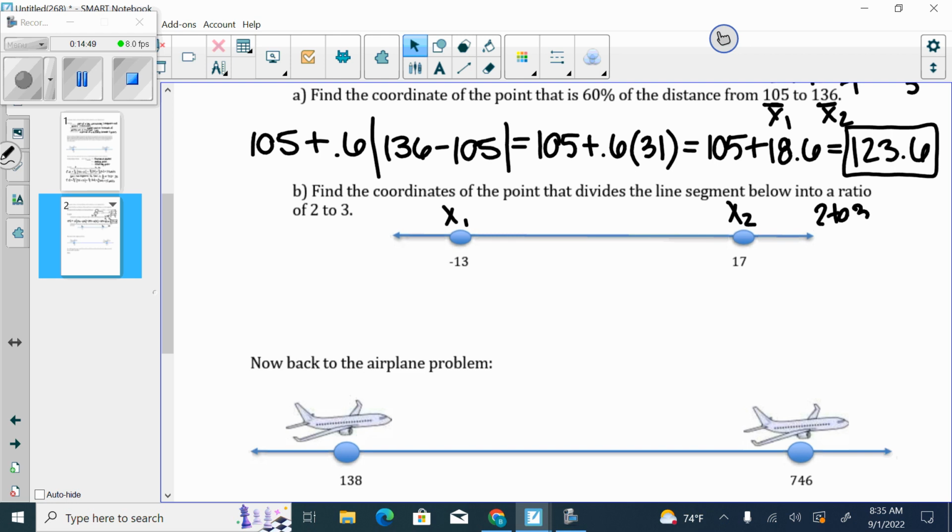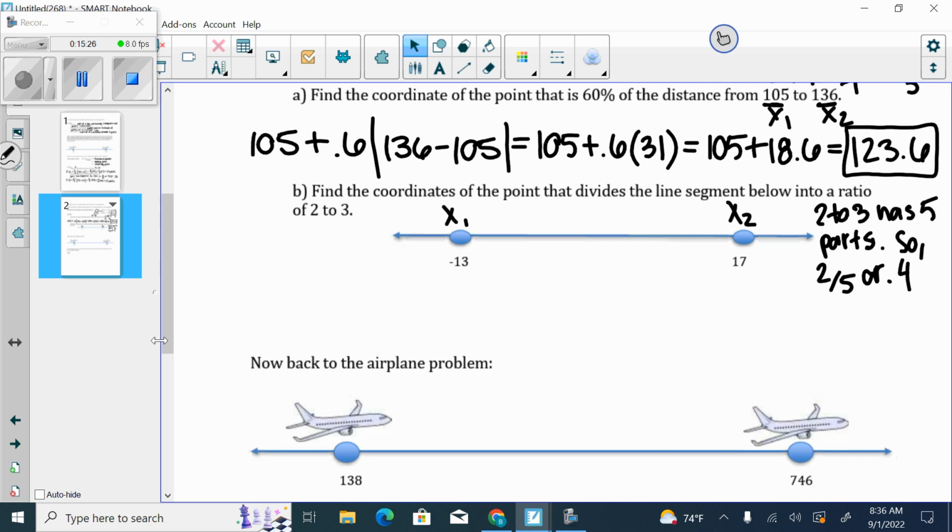Again, they gave it to us as a ratio. 2 to 3 is going to have how many parts? 5. Good. 5 parts. So the ratio 2 to 3 would be what as a fraction? 2 over 5. Or if you wanted to turn that into a decimal, what would that be? 0.4. Okay, you can use either one as your K.